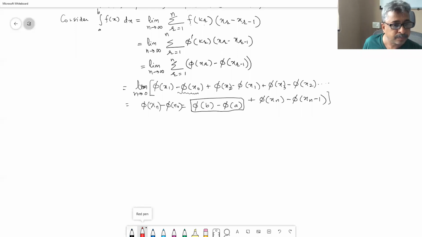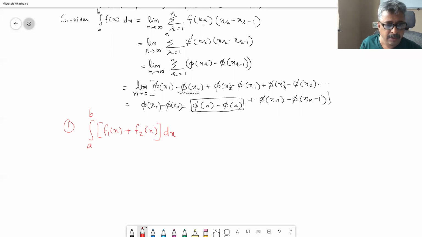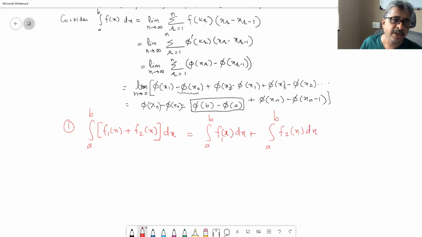Prove that integral a to b f1 of x plus f2 of x dx is equal to integral a to b f1 of x dx plus integral a to b f2 of x dx. Okay, 2 or 3 minutes for you to do this.